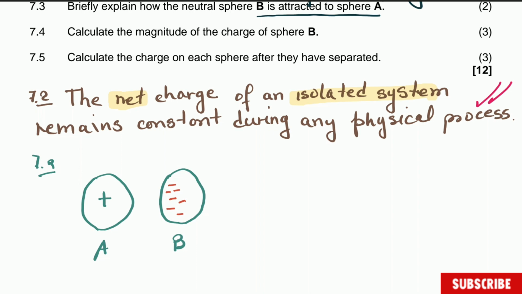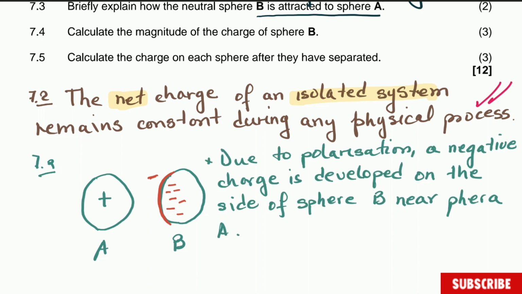So this side of this sphere now becomes negatively charged. This is called polarization, and therefore as a result they will attract each other. And this is actually what you have to say. The first thing you have to say is that due to polarization, a negative charge is developed on the side of sphere B near sphere A. I'm speaking about this side here. This side becomes negatively charged.